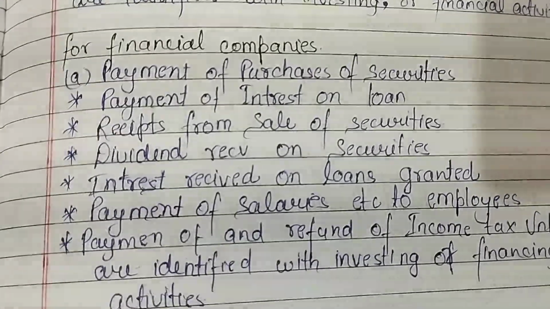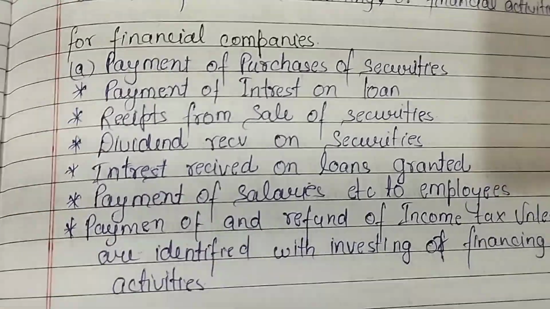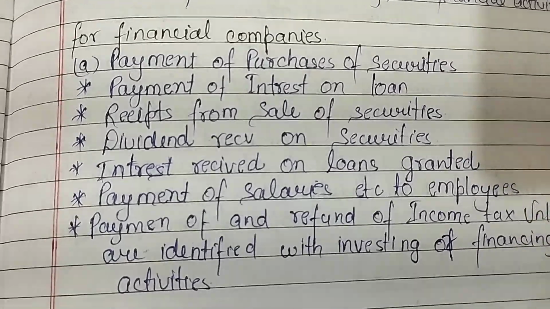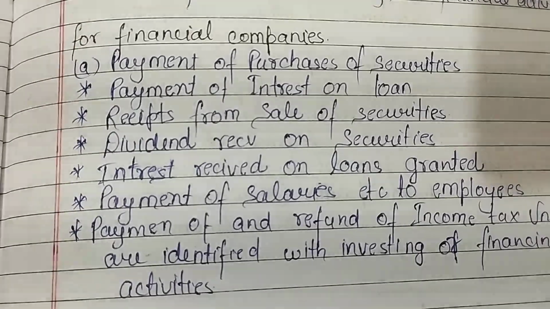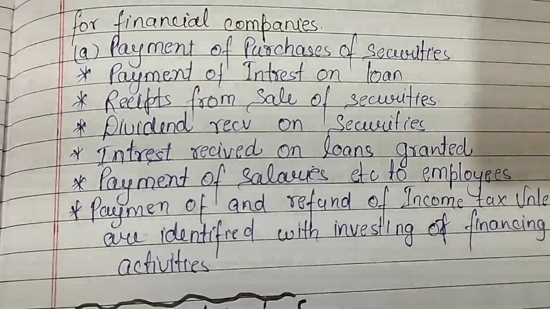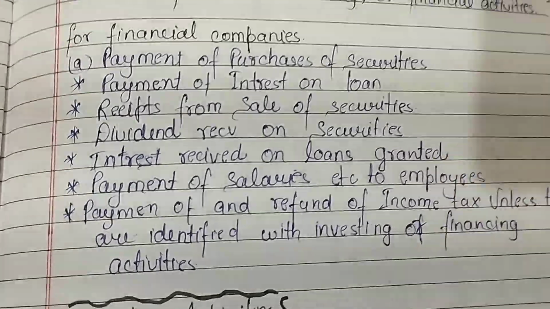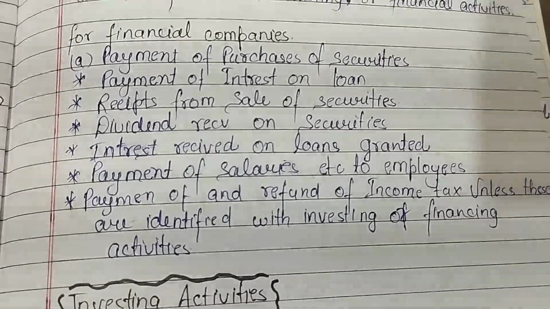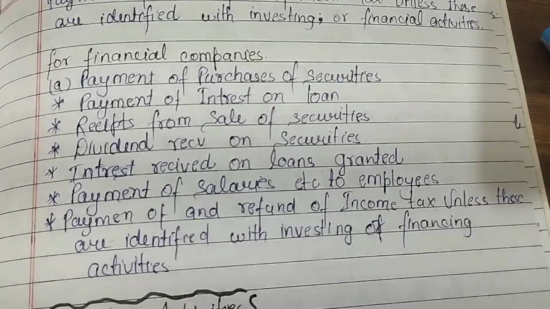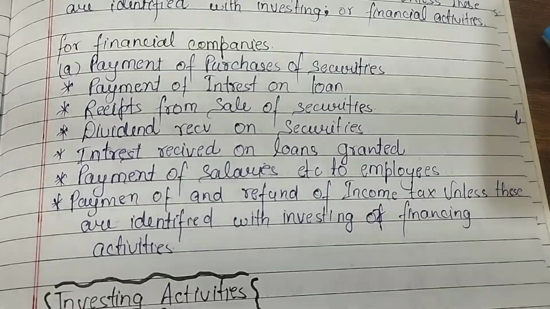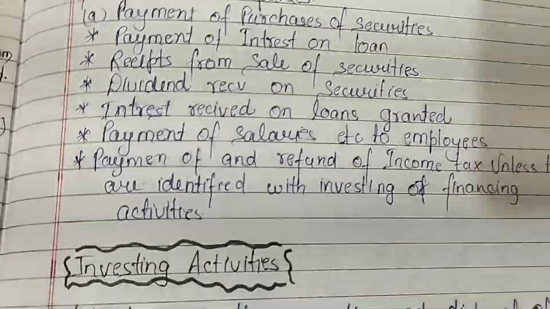For financial companies: payment for purchase of securities, payment of interest on loans, receipts from sale of securities, dividend received on securities, interest received on loans granted, payment of salaries etc. to employees, payment of refund of income tax unless these are identified with investing or financing activities.